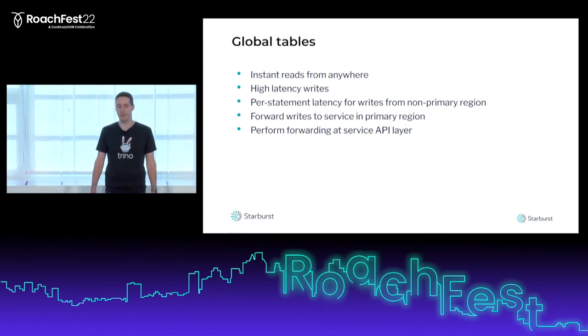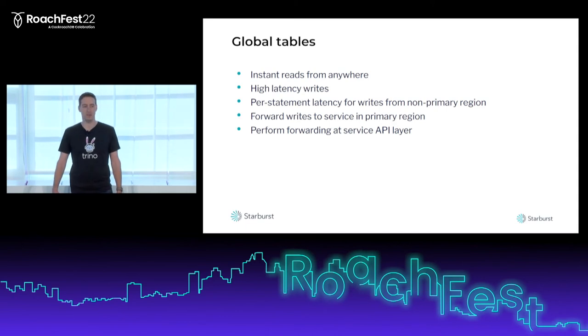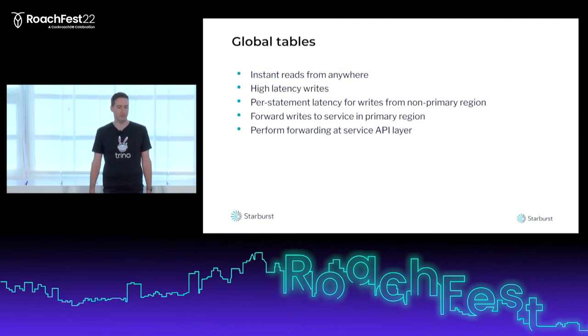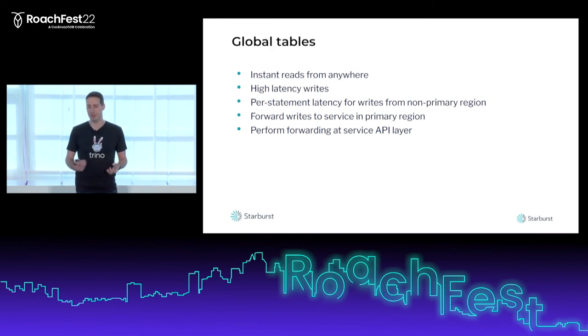And so we solve that by, if a write request comes in to an API service not in the primary region, we forward that entire API request to a server in the primary region. And then that transaction is always running locally against the local Cockroach. And so you get rid of that per statement latency. If Cockroach had stored procedures or some way to ship the entire transaction to the primary, that would be another way to get around it. So maybe in the future.